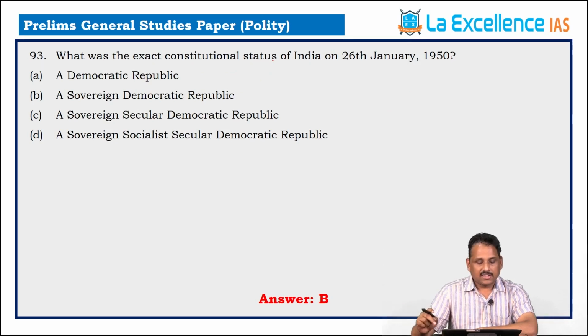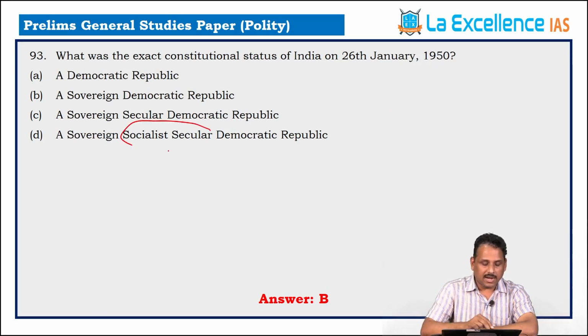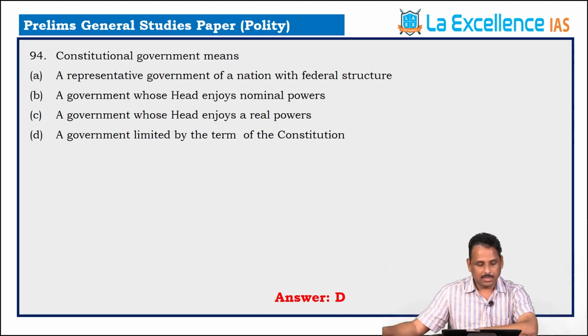What was the exact constitutional status of India on 26 January 1950? You know, socialism and secularism, or socialist secular, these two words have been added through the 42nd Constitutional Amendment Act. The answer is sovereign democratic republic. These are the words which were there from the initiation of the constitution itself. A constitutional government means a government whose powers are limited by the constitution. That is the basic definition of constitutionalism. So that's why answer is D for this.